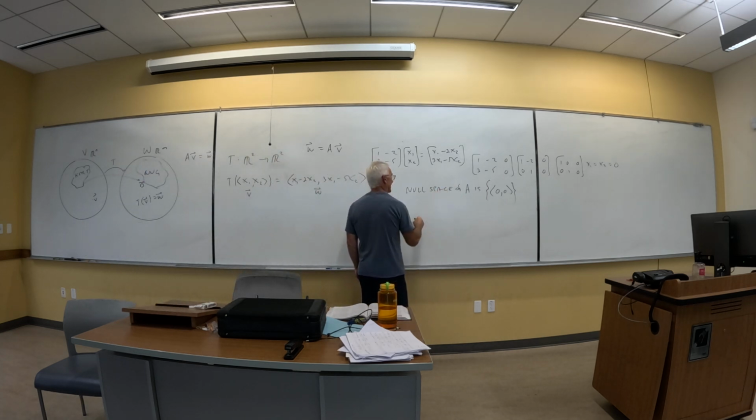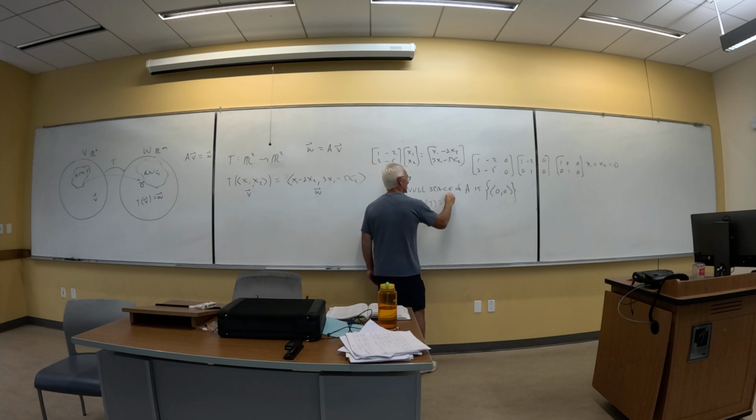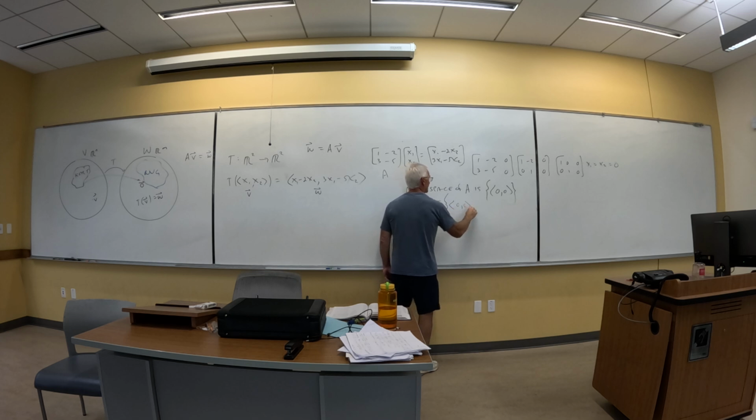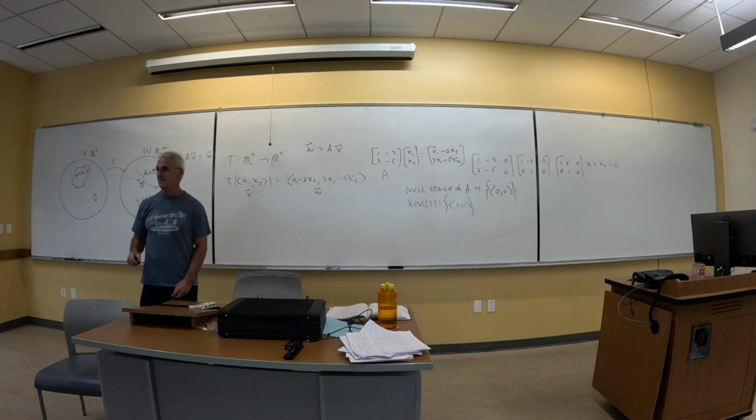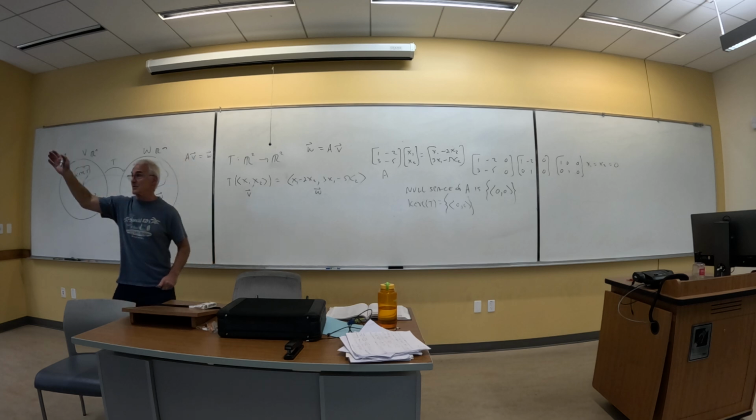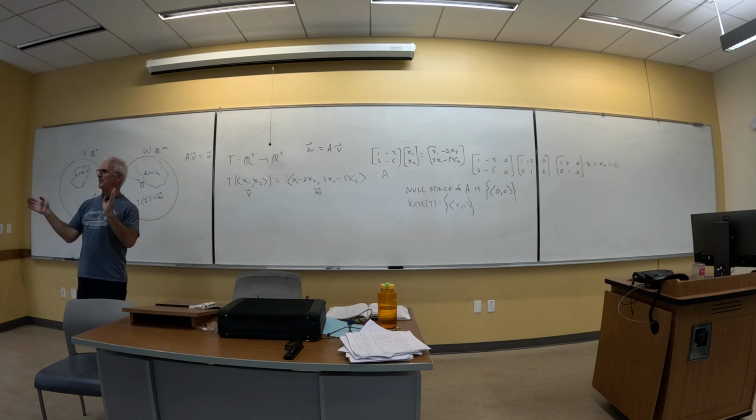The null space of A is this. Therefore, the kernel of T is this also. We want to make sure we understand that. That's the kernel of T. Is the kernel always the same as the null space? The kernel of the transformation is the same as the null space of the matrix, but it's a different question.